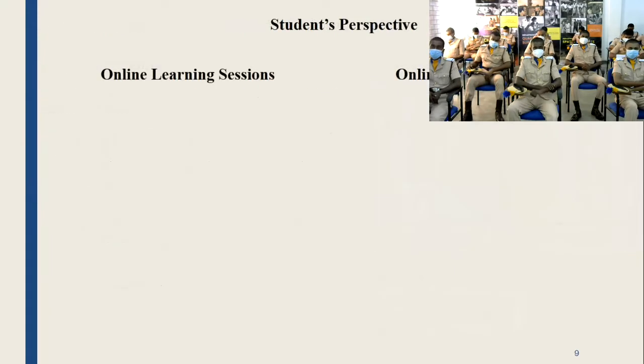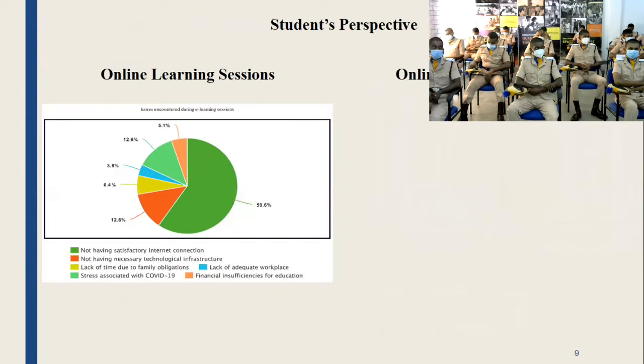So again, in order to get the students' perspective, we asked about the problems that they have faced during the online learning sessions and online examinations. So you can see, in online learning sessions, 59.6% of the students have stated that the most prominent issue that they have faced during online lecture sessions is not having a satisfactory internet connection. At the same time, 12.6% have stated that they did not have necessary technological infrastructure to attend the lectures.